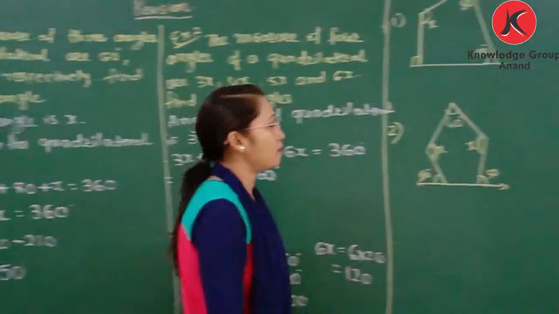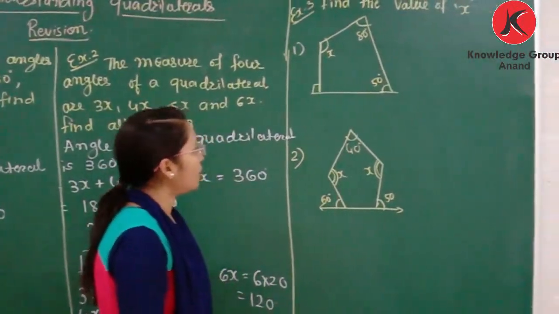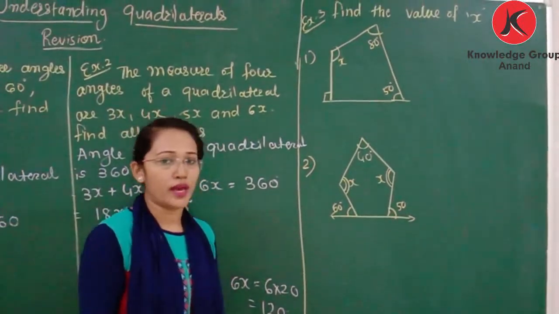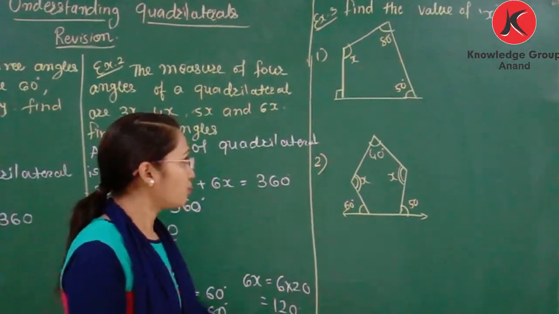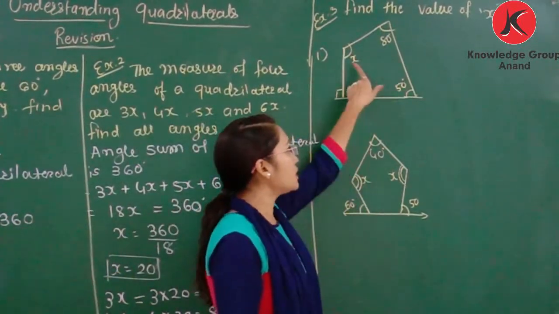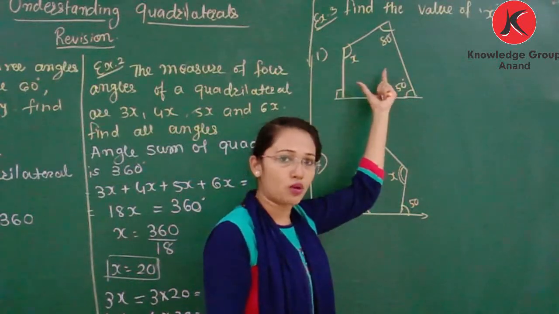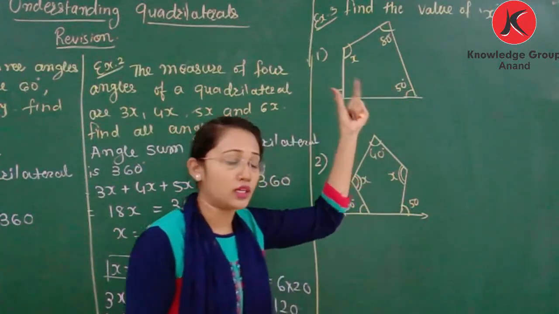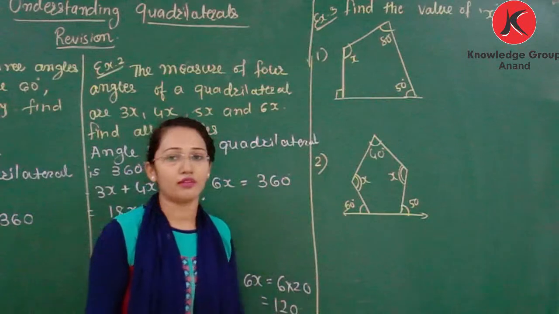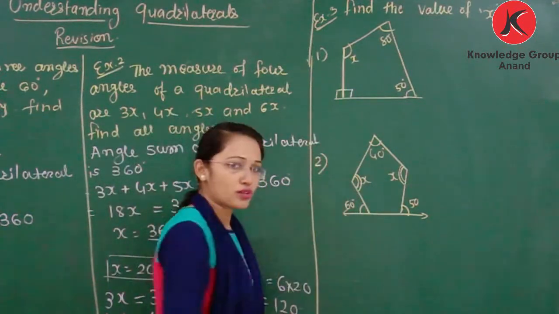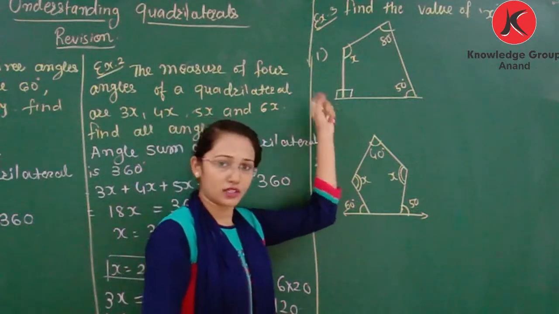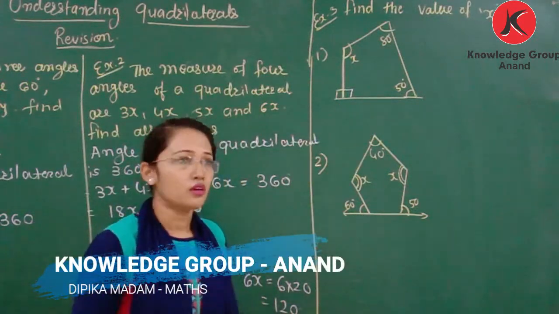Now question number 3. Find the value of unknown x. This kind of example we already solved in an exercise. So here you can see this is the unknown angle. Now this is a quadrilateral, so we know that angle sum of quadrilateral is 360. So what will be this angle? This is also 90 because outer angle is 90, so interior angle is also 90.